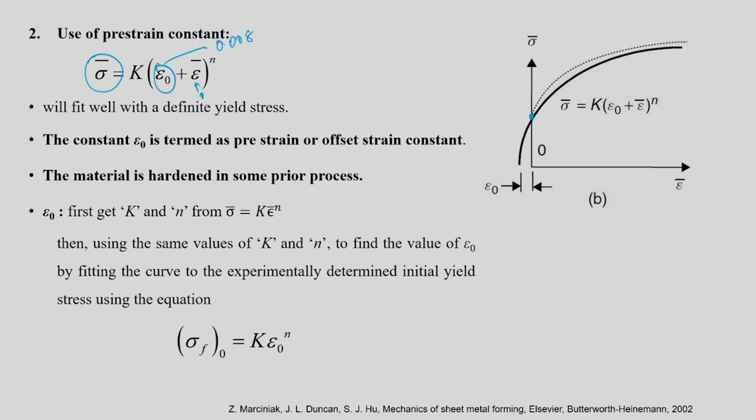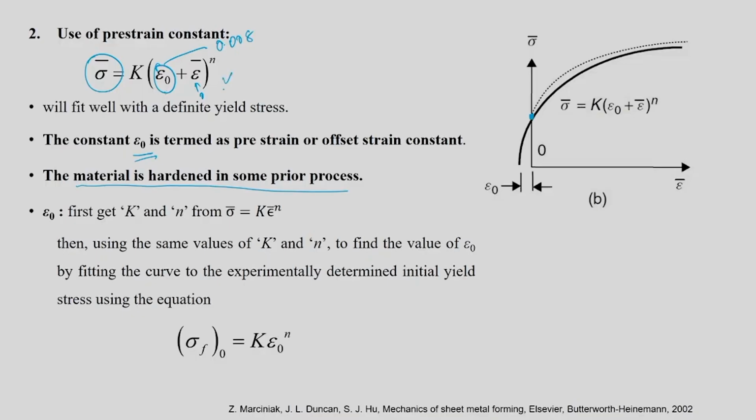What is the physical meaning of this? This pre-strain, epsilon naught, is called the pre-strain. It is going to take care of the material hardened in the prior process. Whether the material is hardened or not in the prior process means, let us say for example rolling. The material is rolled and then you are going to characterize its tensile properties. Or several stages of deep drawing, let us say there are 7 different stages of deep drawing. That means with respect to the second stage, the first stage is pre-formed. With respect to the third stage, there are 2 stages before.